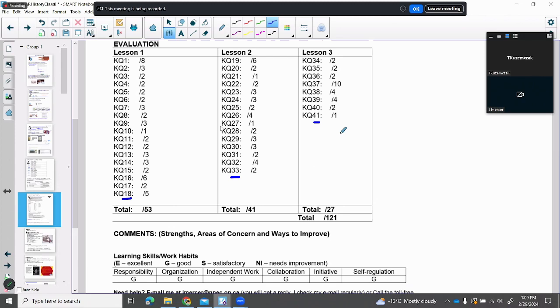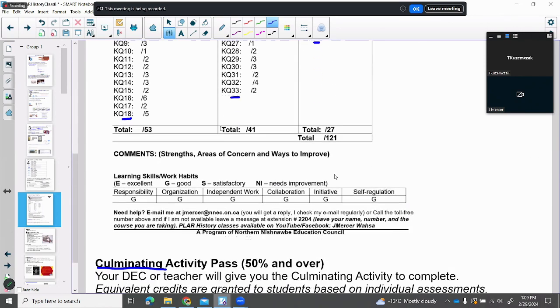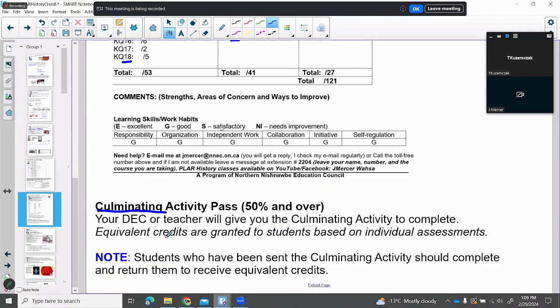Once you have submitted all of these key questions, then I will let you know if you are eligible to write it. So remember, doing the lessons and the key questions prepares you for the culminating. Once you receive the culminating, then try to do it as quickly as you can. And what I mean by that is don't hold on to it for too long.